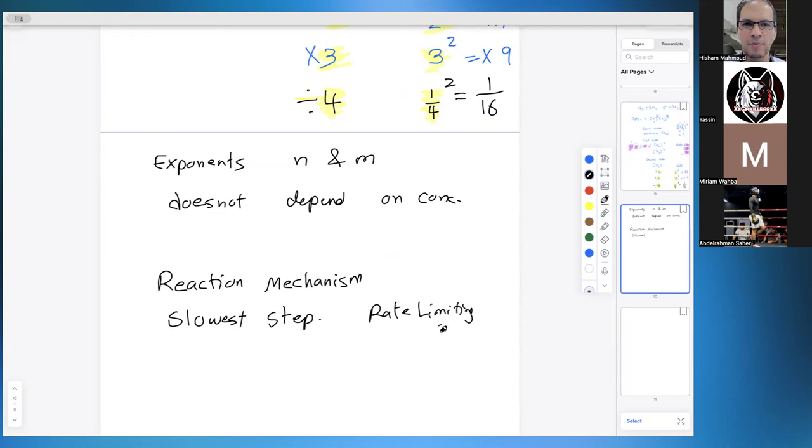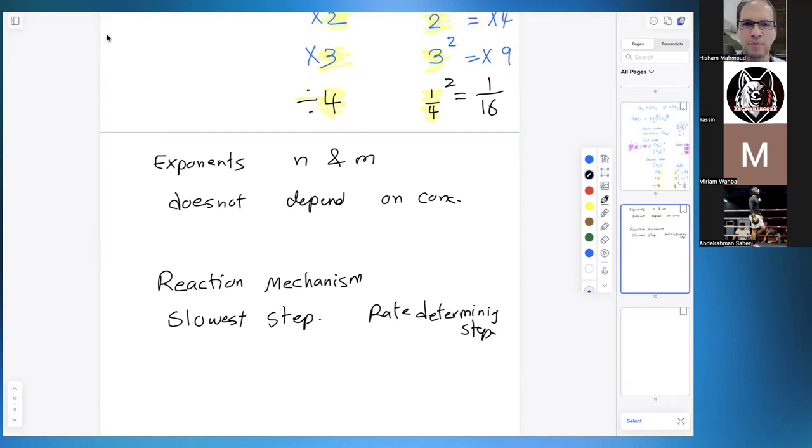Sorry? Determining step. Yes, the rate determining step, and it is the correct one. It's not limiting, you are correct. The rate determining step is the step that is usually the slow step. This will tell me the whole reaction. It's called like that because it determines the whole reaction rate. If the step is slow, the whole reaction is slow. If the step is fast, then the whole reaction is fast.